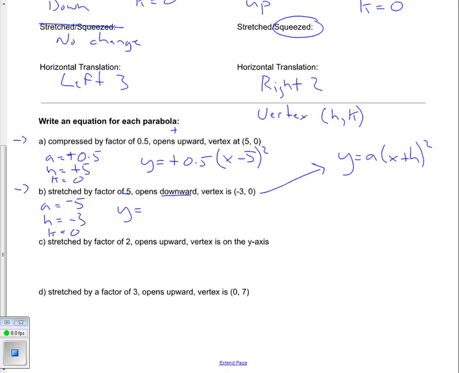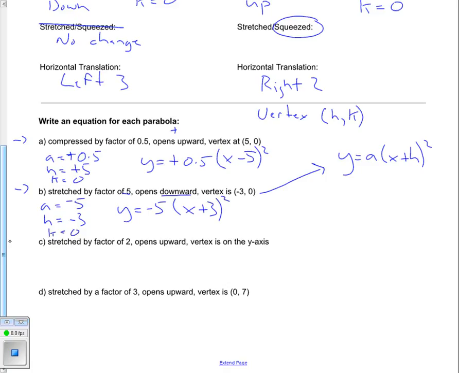So y is going to be equal to negative 5 times (x, in this case, plus 3) squared. Okay, so even though the h value is negative, that means that in the equation it shows up as positive. Okay, that's the trick. The h value is the opposite of what it shows up in the equation. So if you know what the value of h actually is, in the equation you have to change the sign.